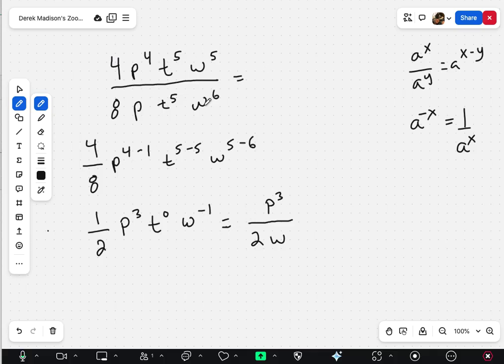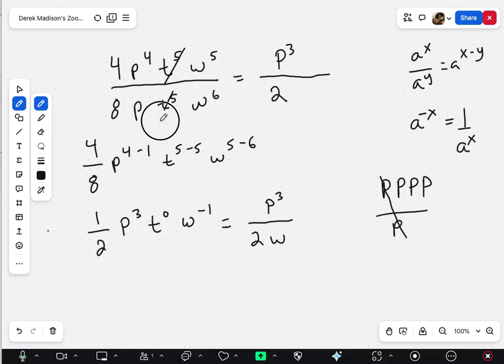If you have all positive exponents, you can also just think of it as reducing. So if I have 4 up and 8 down, if I reduce that fraction, I'm going to have 2 in the denominator. If I have p to the 4th up and p down, think of that as 4 p's up and 1 down, and I'm canceling, and so I would have p cubed left in the numerator. t to the 5th over t to the 5th, that just cancels, that's 1.